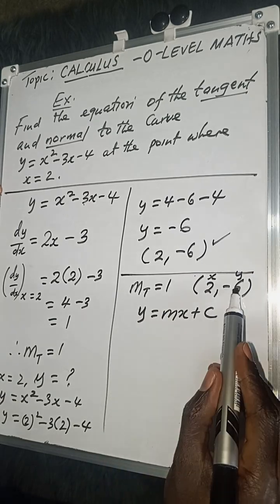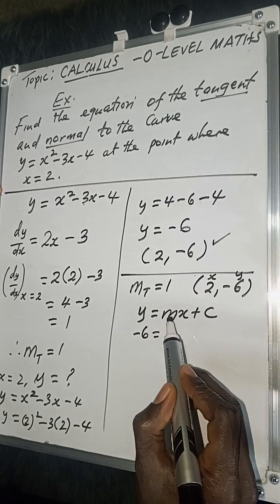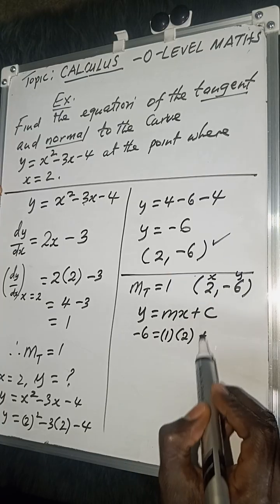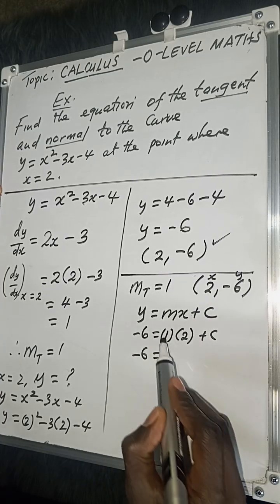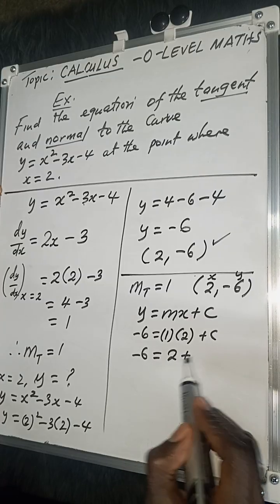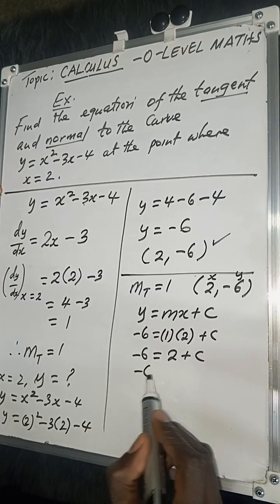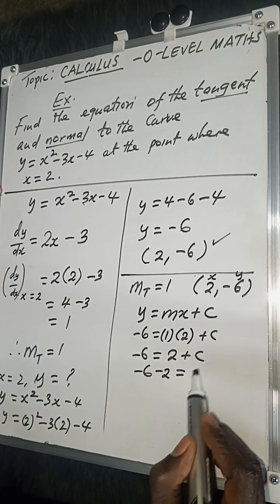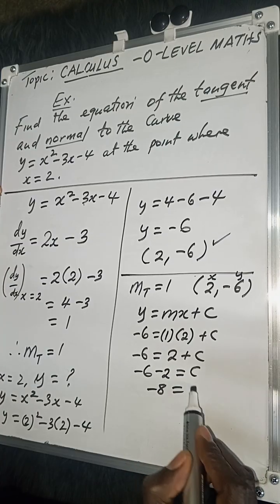So what is my y? It's negative 6 is equal to the gradient, it's 1, the value of x is 2, plus c. So it will be negative 6 is equal to this times that is 2 plus c. This will give us, the 2 will go the other side like terms. That will be negative 6 minus 2 is equal to c. So negative 8 is equal to c.